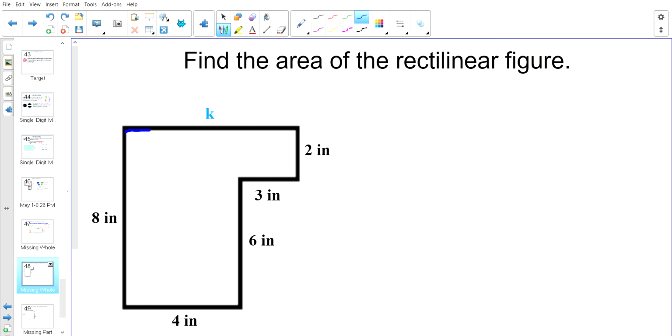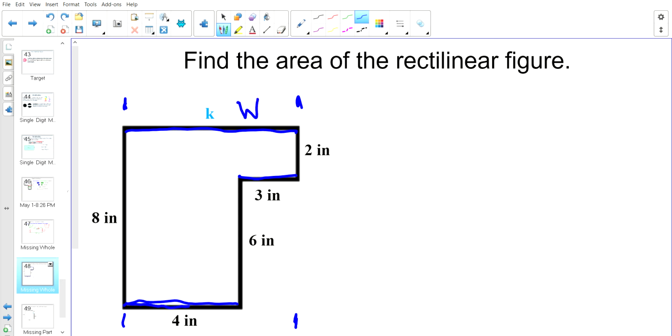I can see that side length K is an unknown side length. It's a horizontal side, a side that goes side to side. I'm now going to identify the other horizontal sides on this rectilinear figure. I can see that the 4-inch side here is also a horizontal side, and so is this 3-inch side, because they all go side to side. I can see that the total horizontal side length of the entire rectilinear figure would go from here to here. It is now easy for me to see that side K goes the whole horizontal distance of the rectilinear figure, so side K is the whole.